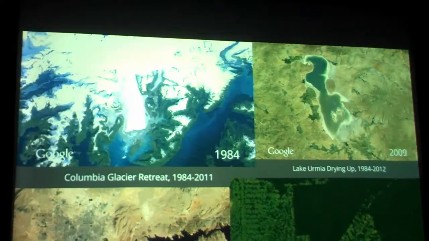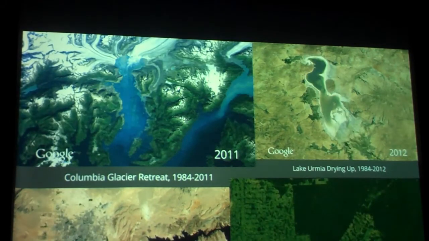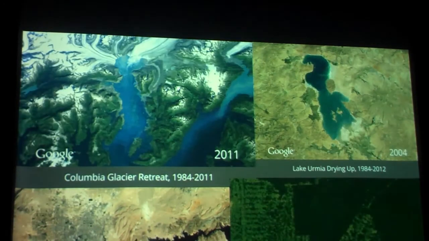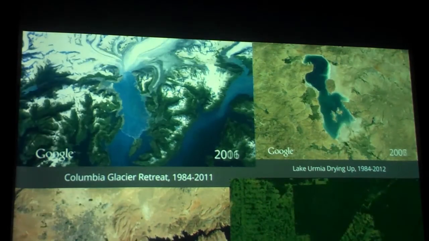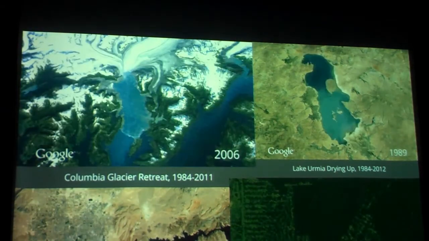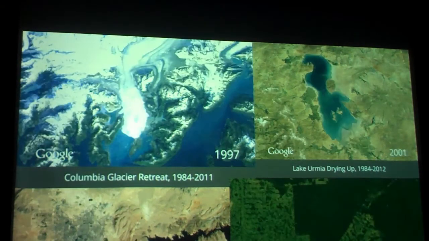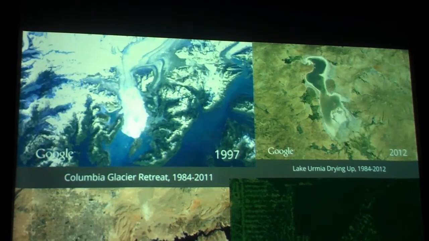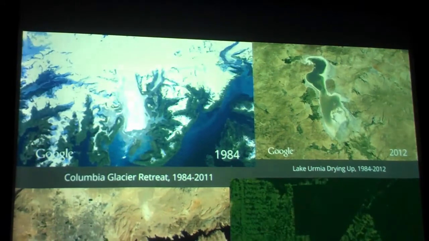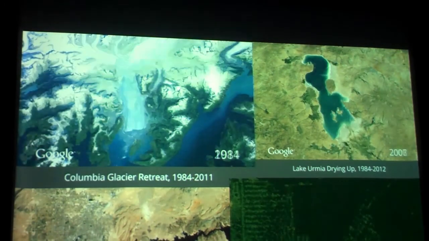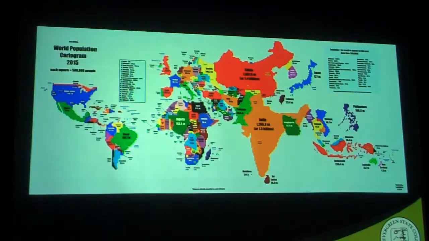Now, these are some GIFs of land use changes all over the Earth. You have the Columbia Glacier Retreat, Las Vegas urban growth, and Lake Urmia. I'm not sure where that is actually. Does anyone know? And the Brazilian rainforest deforestation. So we can not only look at land use changes in the past, but with GIS, we can project them into the future. And I'll mention that a little bit later on.